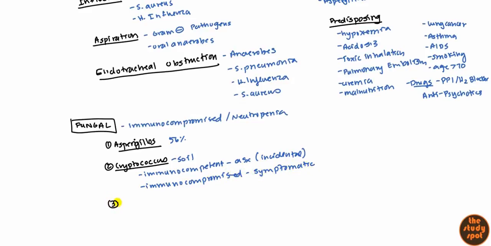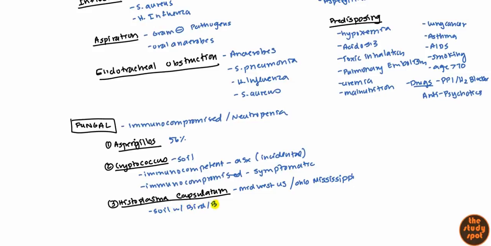So again, immunocompromised generally has all these. So Histoplasma capsulatum, this is found in the Midwest United States, in the Ohio, Mississippi area. This generally is found in soil where there has been bird or bat droppings. So you want to put all those together.